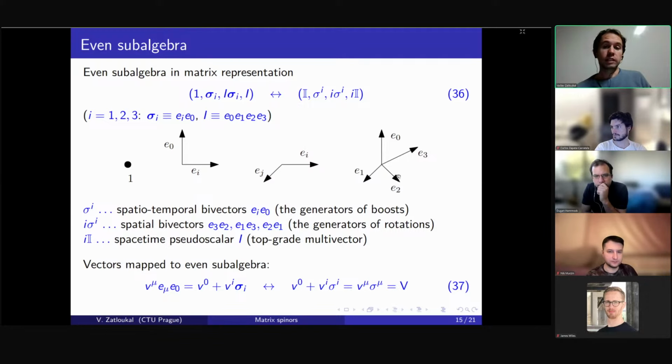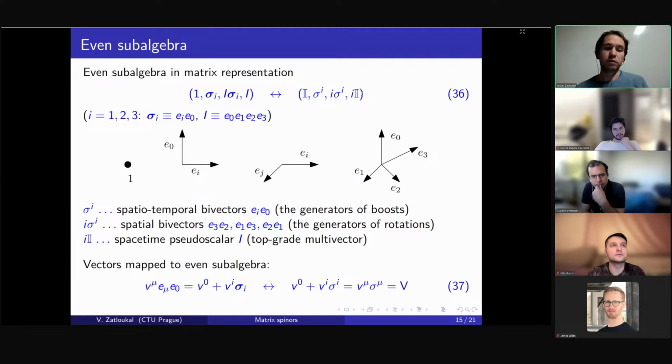And this can be represented with 2 by 2 matrices. The representation is quite straightforward. So the sigma i matrix represents the spatial-temporal bivectors, which in turn are the generators of boosts. And the i times sigma i represents the spatial bivectors, generators of rotations, and i times the identity matrix is the pseudoscalar. And the identity matrix and the real multiples of it are just the scalars. So, just a quantity of something.